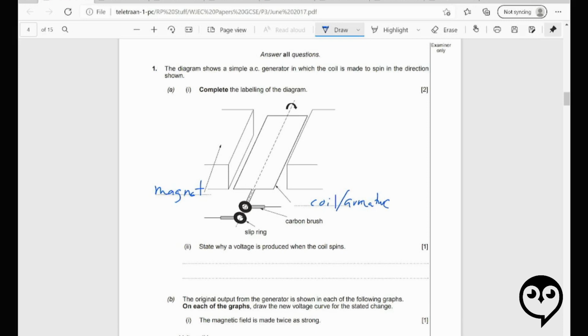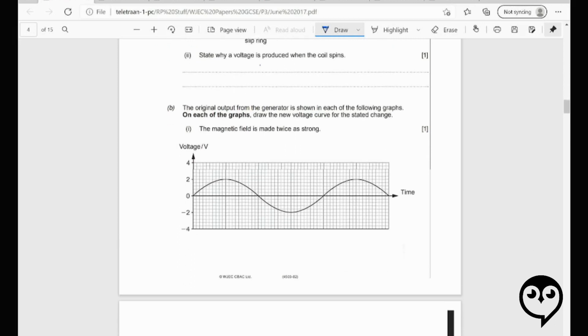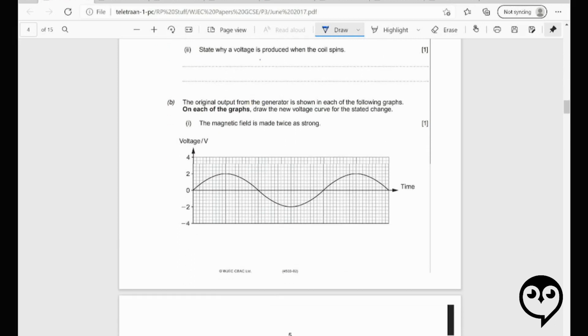State why the voltage is produced when the coil spins. Electromagnetic induction. I think we can probably do better than that. I think we can say the field lines are cut by the moving coil, which induces a voltage in the coil. Okay, here we go. AC generator output. The original output is shown on each of the graphs. Draw the new voltage curve for the change stated.